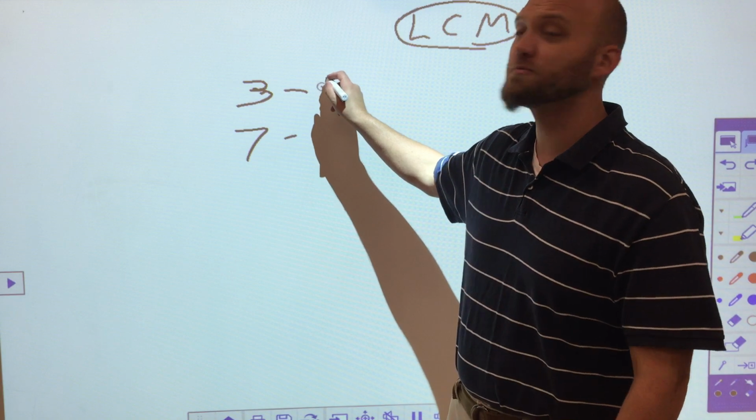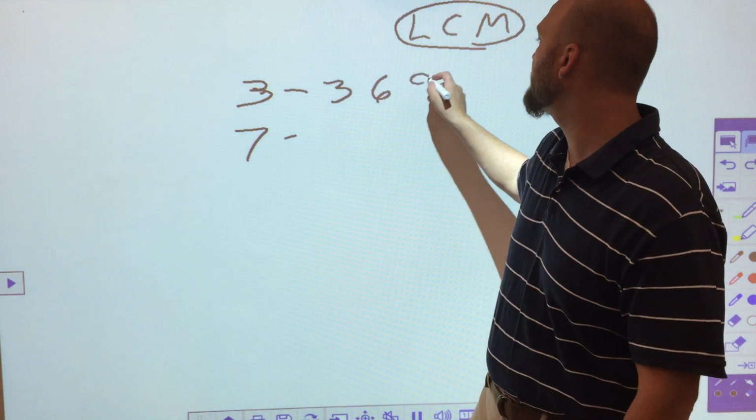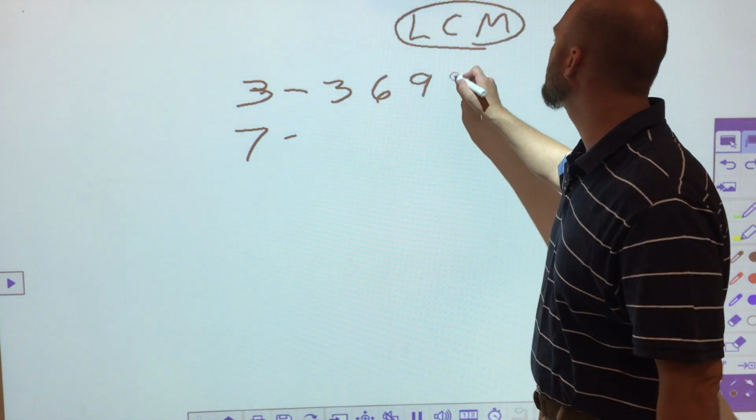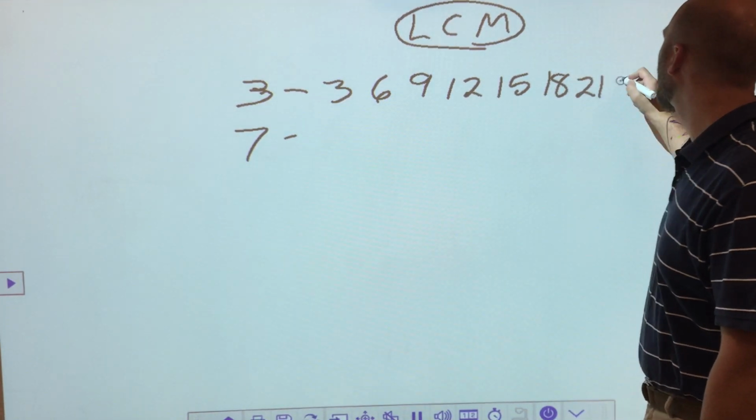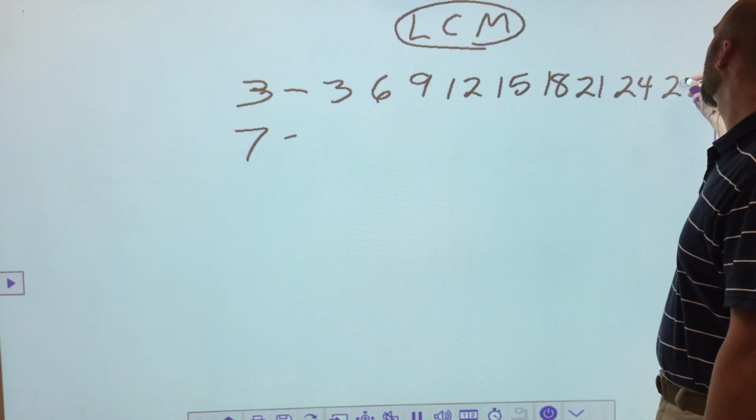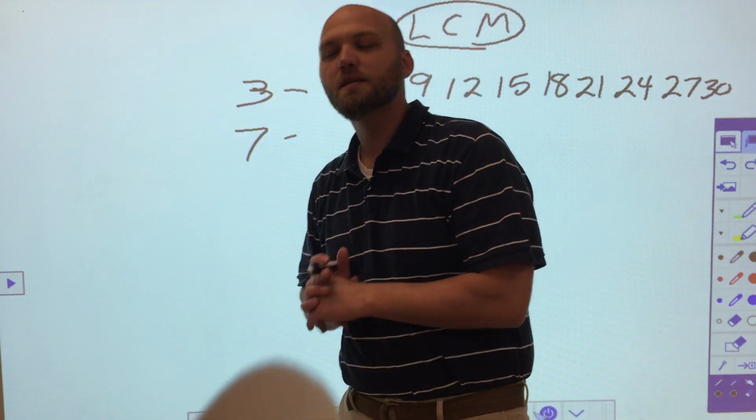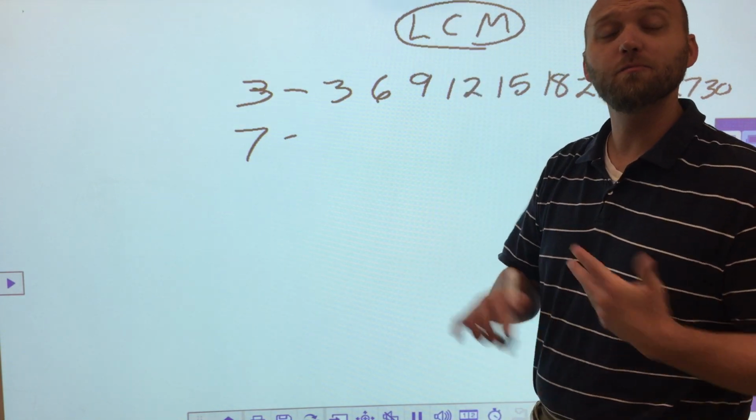So we start with 3 times 1 is 3. 3 times 2, 6. 3 times 3, 9. And we'll just go on with some multiples of 3: 3, 6, 9, 12, 15, 18, 21, 24, 27, and 30. I usually write out 5 or 6, and I'll find my answer within those first 5 or 6.